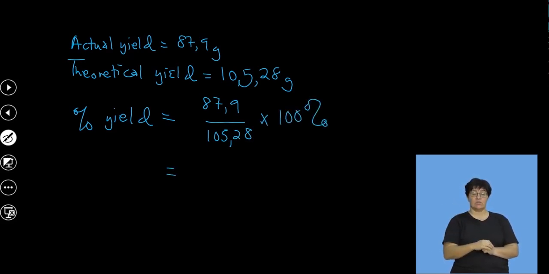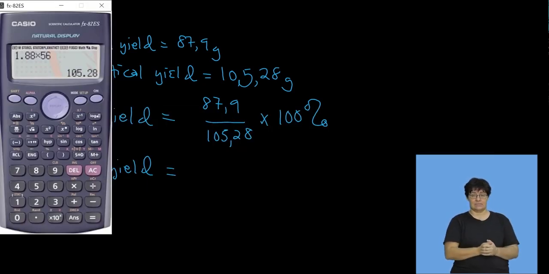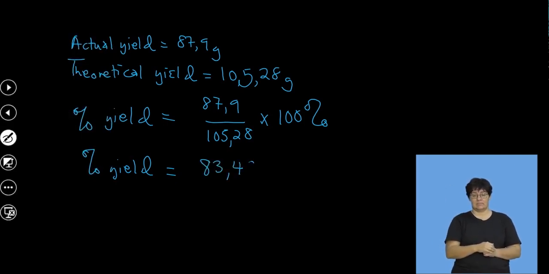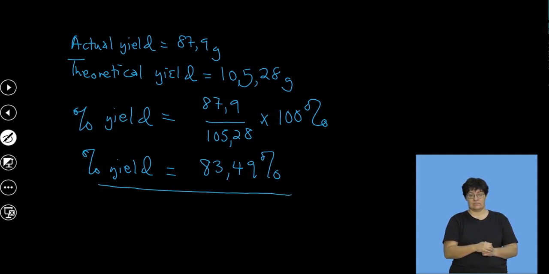So our percentage yield, if we go back to our calculator, will be 87.9 divided by 105.28, and then we multiply this by 100. It gives us the percentage, which is 83.49%. So this is how we managed to determine the percentage yield of this extraction of iron from the ore.